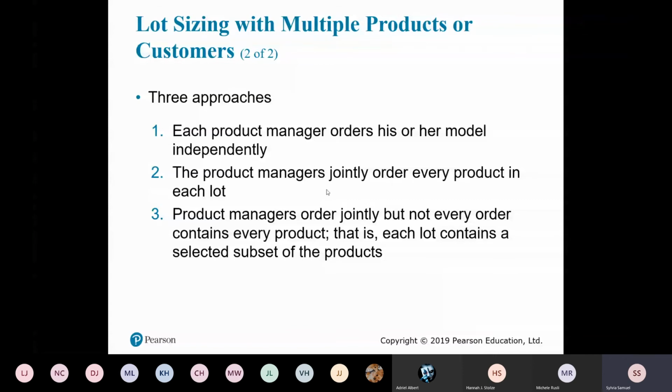So all the product managers will join the order. And then after that, number 3, they will order jointly, but not every order contains every product, because it depends on your orders. Each lot contains a selected subset of the products. So this is the approach for multiple products ordered by each manager, or if you later have your own company, not every product needs to be ordered all the time. Remember that. Next.